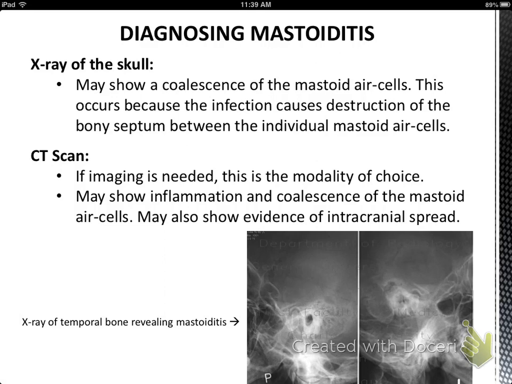This occurs because the infection causes the destruction of the bony septum that is normally between the individual mastoid air cell pockets. A CT scan of the skull can also be used and is more often the imaging modality of choice. Now, CT scan has the added advantage of providing detailed images that may reveal spread of the infection through the mastoid air cells and into the cranium.